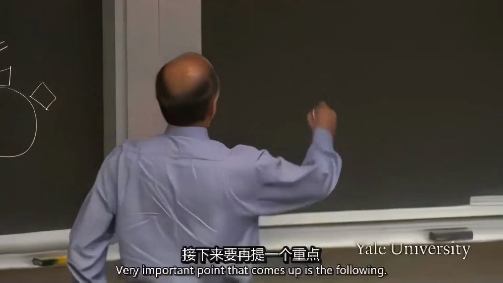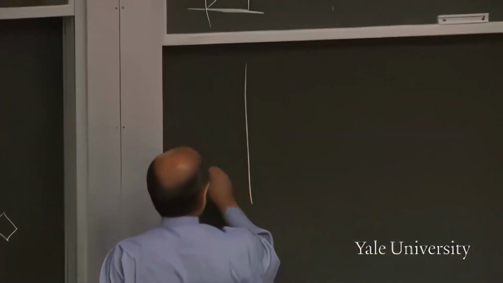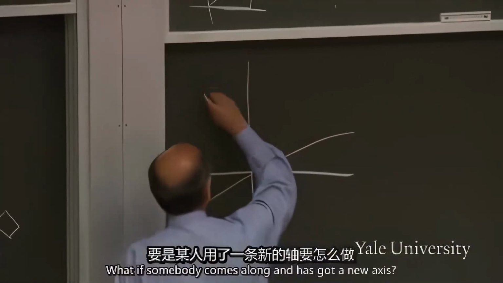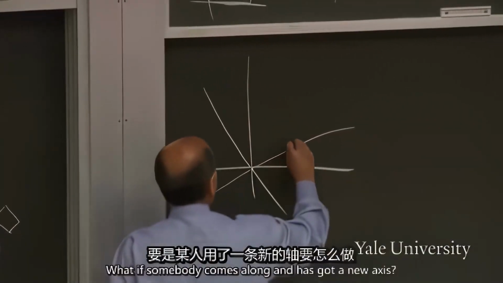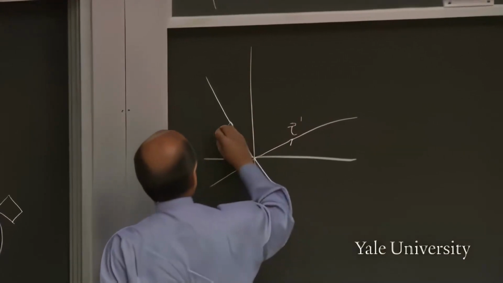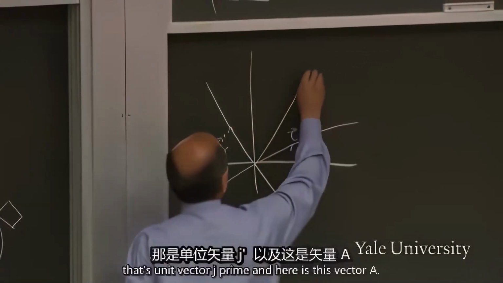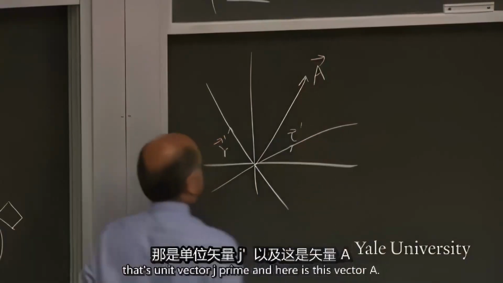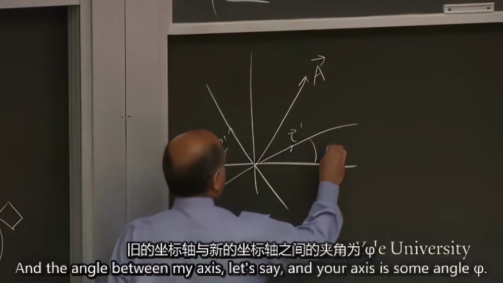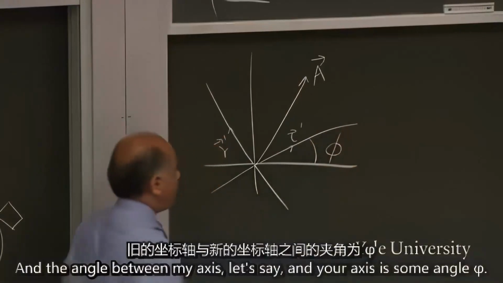So a very important point that comes up is the following. What if somebody comes along and has got a new axis? And here is the unit vector i prime, that's unit vector j prime, and here is this vector A. And the angle between my axis, let's say, and your axis is some angle phi.